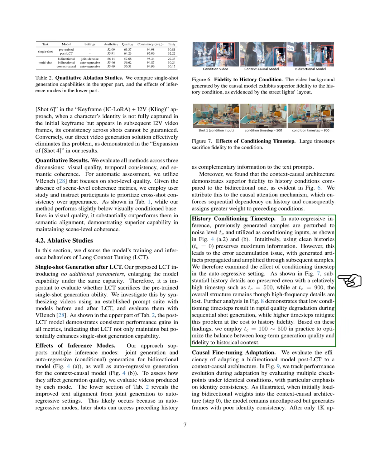Regarding history conditioning, in auto-regressive inference, we introduce previously generated samples as conditioning inputs, which can be perturbed to a certain noise level. Using clean histories preserves information but can lead to errors accumulating in subsequent samples. We analyze the impact of conditioning time steps, finding that even with a high time step, significant details are retained, although some high-frequency details may be lost.